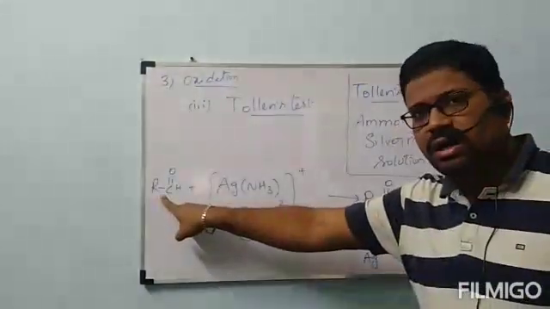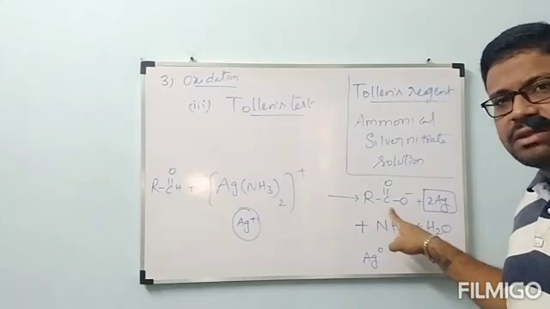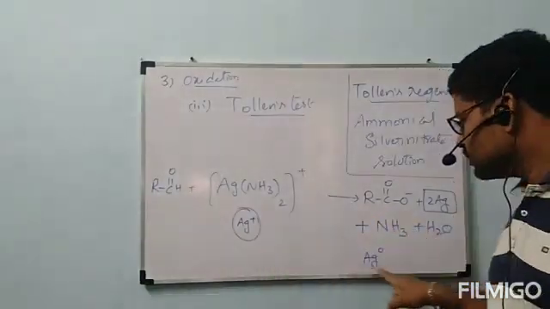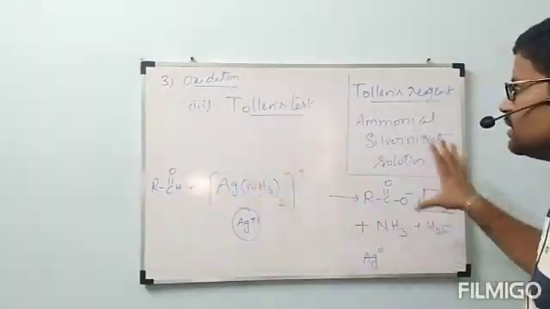Here, this one is undergoing oxidation to form RCOO minus. Ag plus undergoes reduction to form Ag. This is the reaction of the Tollens test.